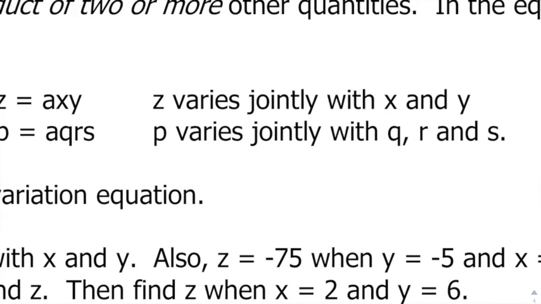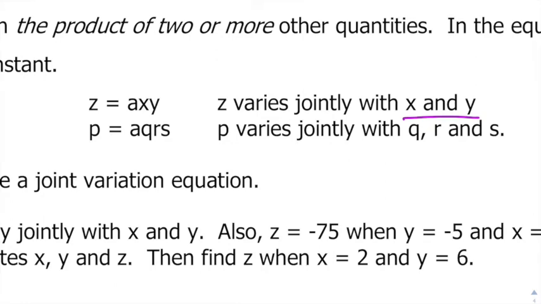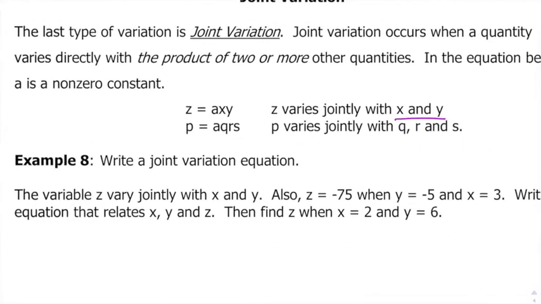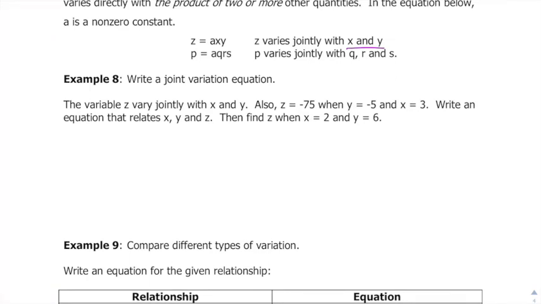Z varies jointly with X and Y. So you have X and Y multiplied, you have some constant, and then Z is by itself. Sometimes you might get one like this: P varies jointly with Q, R, and S. So Q, R, and S are all multiplied, here's your constant A, and that's equal to P. These can all look a little bit different. Sometimes they'll throw in words like the square of something or the square root of something, maybe jointly with this, inversely with that. They get a little exciting sometimes.